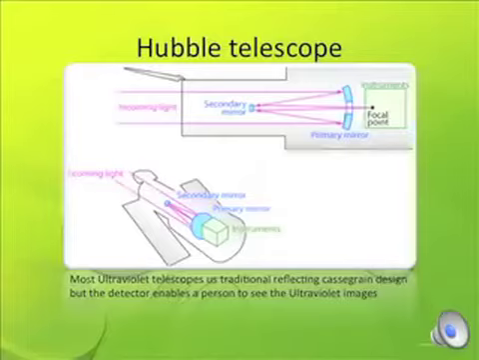Here is a simple diagram of a telescope with UV capabilities. This is the Hubble telescope, and it's a Cassegrain style with a big mirror in the back, a smaller mirror up towards the front, and the instrument array at the focal point in the back.